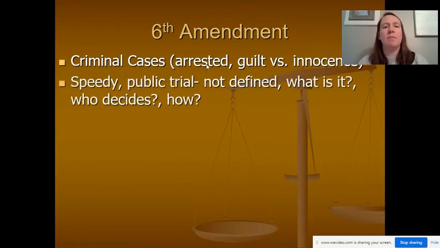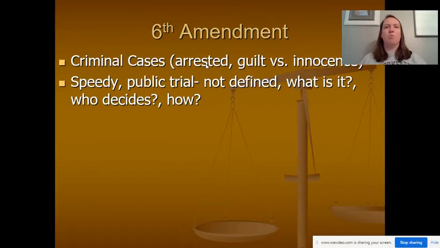So you get a speedy and public trial. Now, here's the thing. What's speedy to me may be really, really slow to you. And what's slow to you may be super speedy to me. Speedy is one of those words. It just depends on who you are, how speedy something is. Are we talking a week, a month? What's speedy?